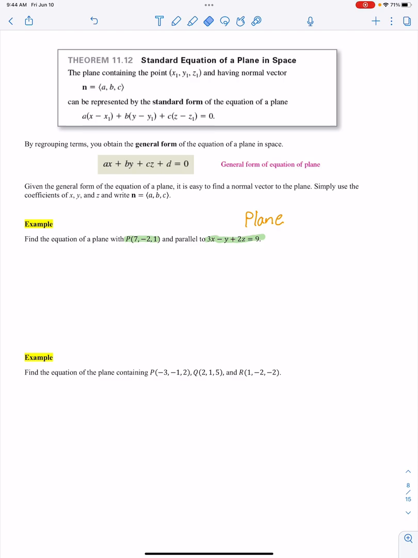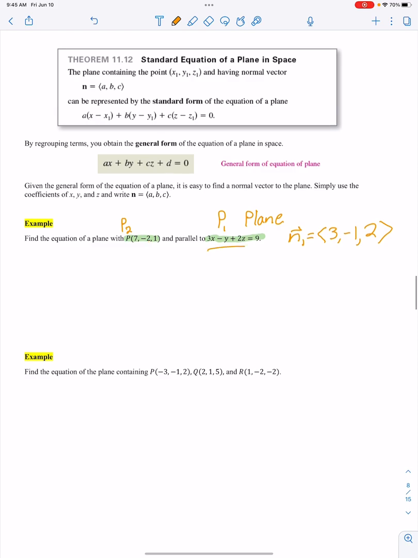So what we can pick up, though, if this is P1, then the normal vector for P1 are the coefficients of our variables. So there is a normal vector. I called this a line, but I meant to call it a plane. See, it's so easy. If it was a line, it would be symmetric or parametric. We don't get this equation. So P2, though, has that point, and we want to write the equation of this plane that contains that point and is parallel to that.